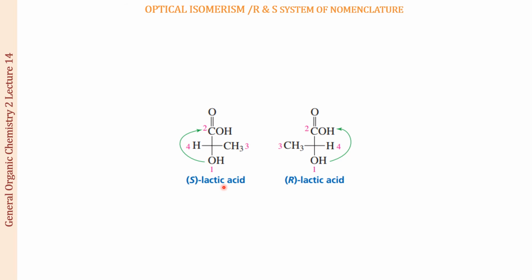Okay, now in this lactic acid, what you can see is that there is one asymmetric carbon, so 100% the compound is going to be a chiral compound. So S-lactic acid and R-lactic acid are both enantiomers of each other. They both are optical isomers of each other, right? Okay, so how do we name this compound? You all now know. So let us just do that quickly.